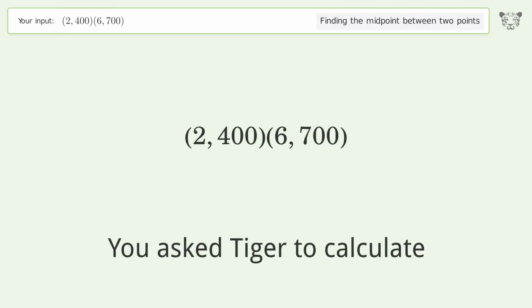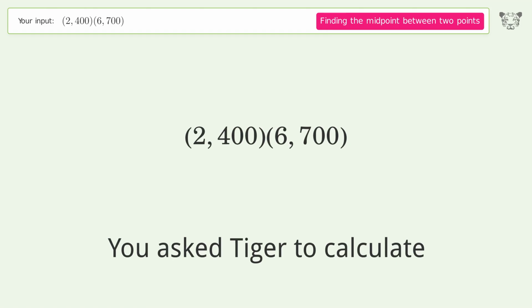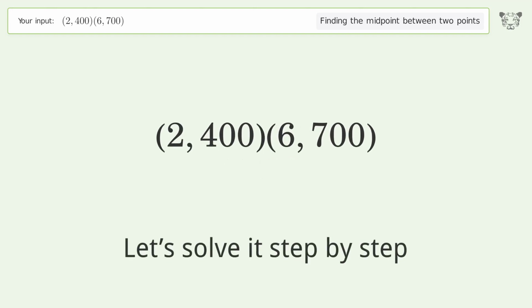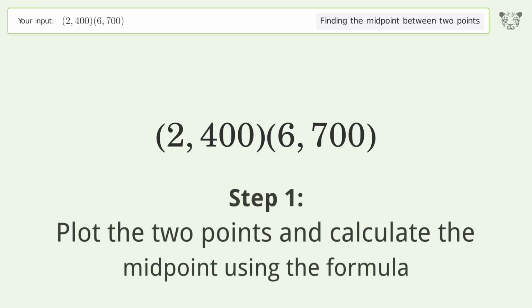You ask Tiger to calculate. This deals with finding the midpoint between 2 points. The midpoint between the 2 points is (4, 550). Let's solve it step by step. Plot the 2 points and calculate the midpoint using the formula.